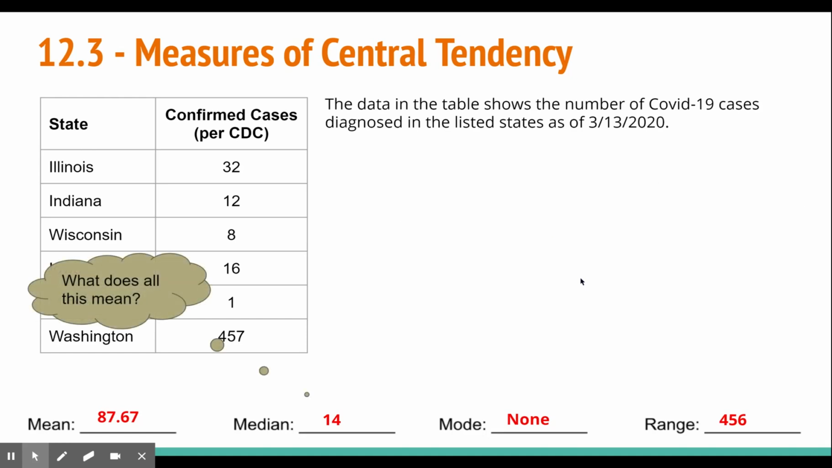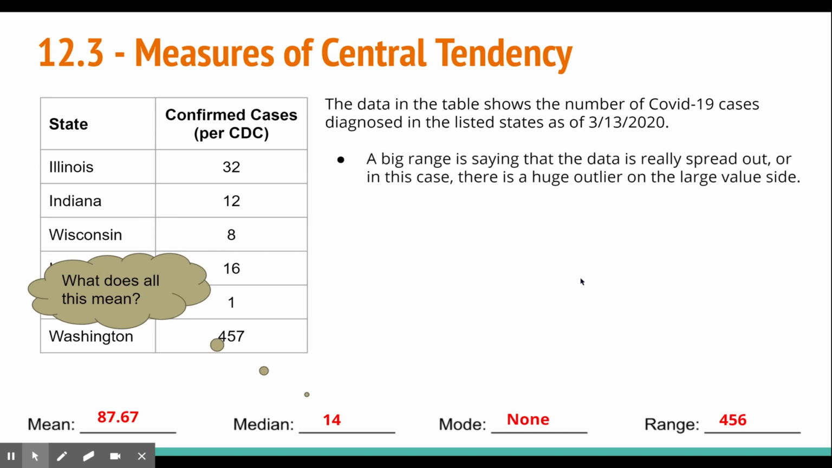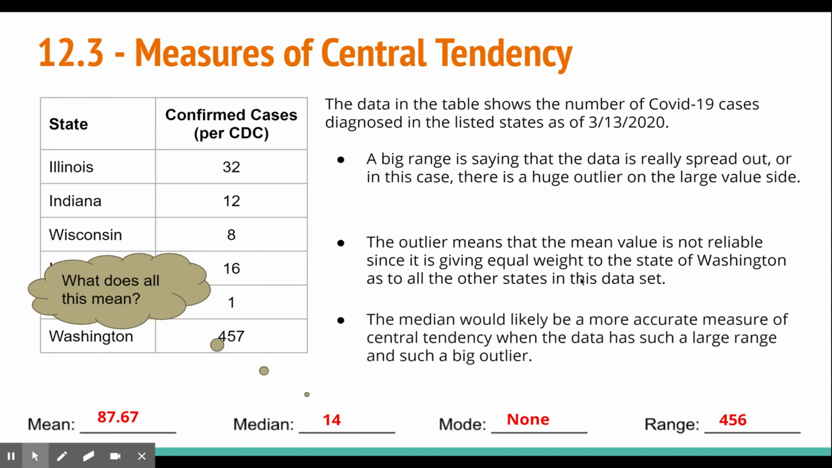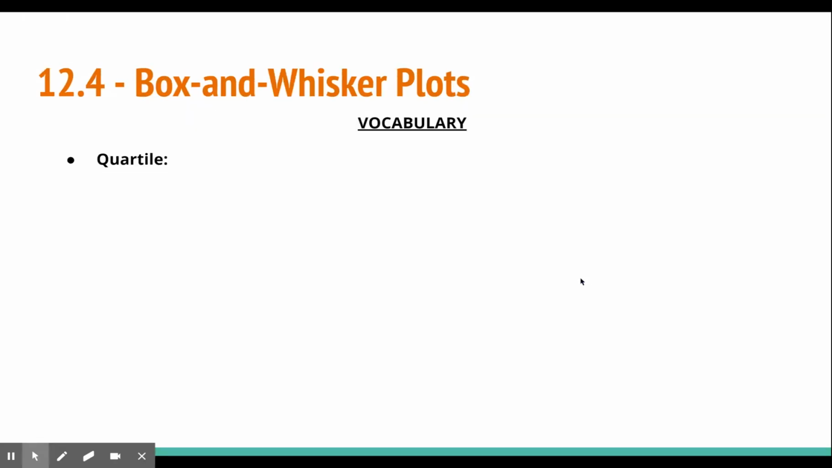So that's me going through this what-does-this-all-mean thing. Our big range tells us that our data is very spread out. There's an outlier of 457. Our mean isn't very reliable. As I said, it doesn't really give us an idea of where the numbers we're looking at are. The median is a little more accurate because it represents that big chunk of numbers that are close to each other.